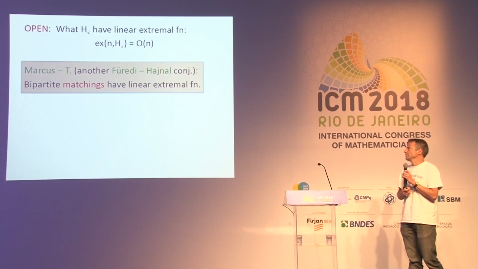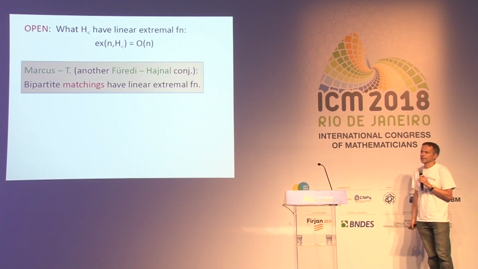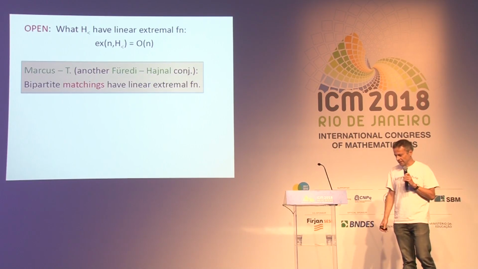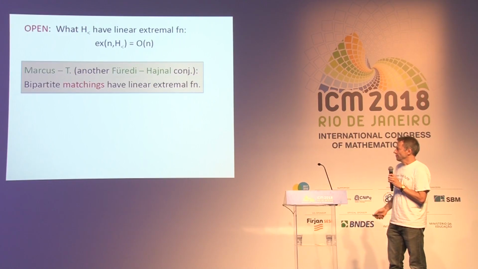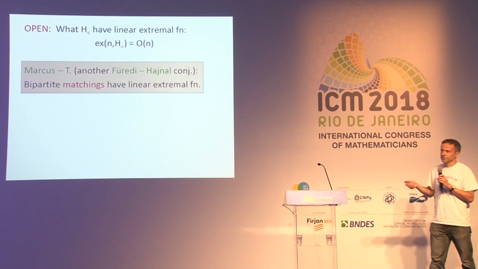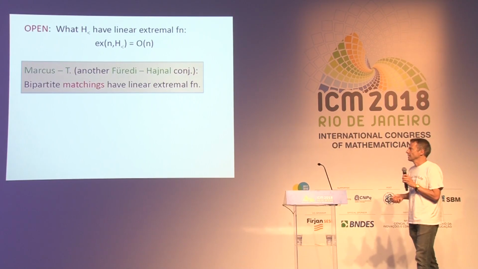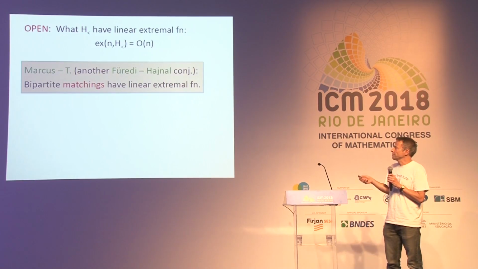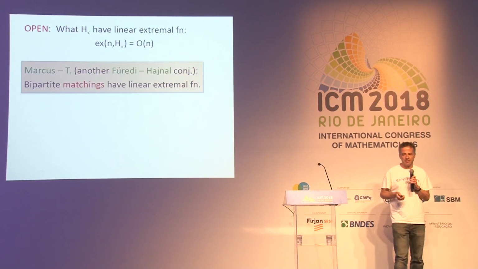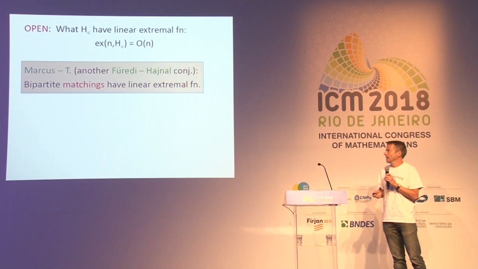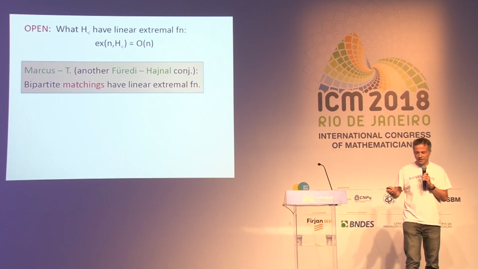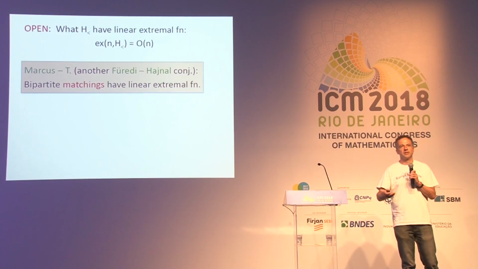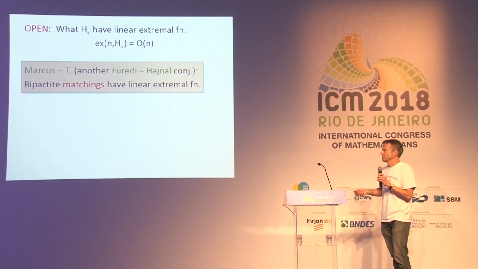So the positive result is an old result of mine with Adam Marcus. That answers another conjecture of the same paper of Füredi and Hajnal, and it says that bipartite matchings have linear extremal functions. So if it's a matching, you have the same number of vertices on the left and the right, and there is a matching between them.